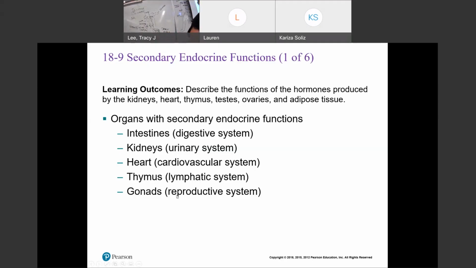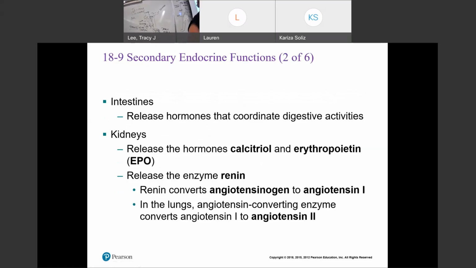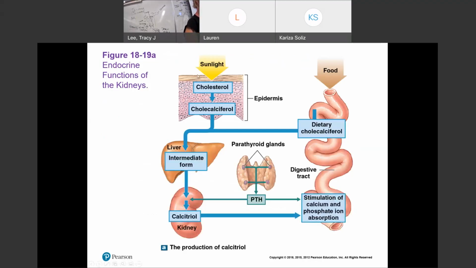Thymus gland we've already talked about, and the gonads we've talked about. Talked about the intestines. You don't have to know any of the specific hormones, just know that the intestines secrete hormones. Kidneys, you need to know the EPO, the renin. Renin converts to angiotensinogen and angiotensin 1. We'll talk about those with the heart. Just know that renin helps to regulate blood pressure. This just shows some of the stimulation of what we see as far as our calcium, and things the kidney and the liver do.